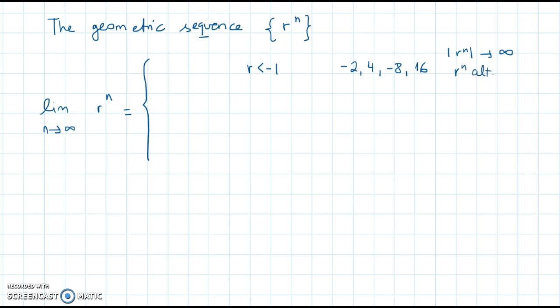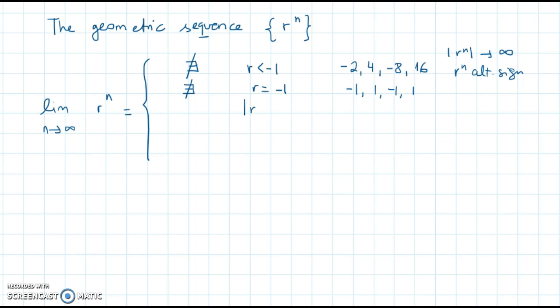So the sequence is oscillating and the terms in absolute value are getting bigger and bigger. So this limit does not exist. Similar is the situation when r is equal to -1. So then the sequence is going to be -1, 1, -1, 1, and so on. It's oscillating between the values of -1 and 1. So again, the limit of this sequence does not exist.